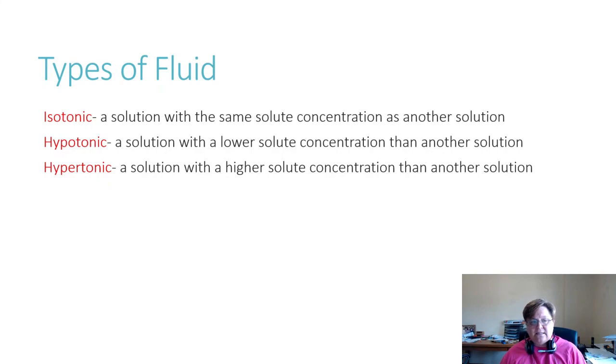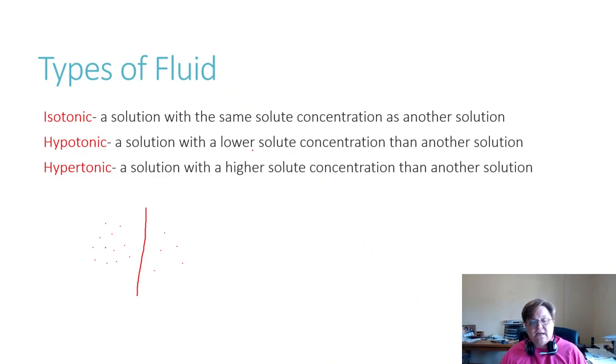Now what's kind of neat is that the isotonic solution is the same solute concentration. So when we're talking about solutes, what we're talking about basically is the number of different chemicals or other solids that are in the fluid. So let's say, for example, these red dots are sodium, and on the other side of this semi-permeable membrane are these dots, and these are potassium.